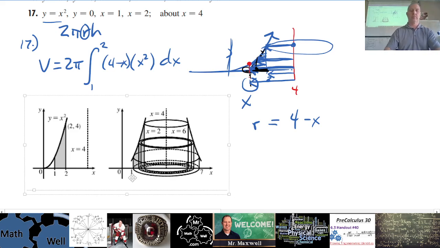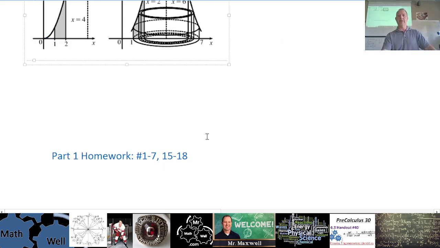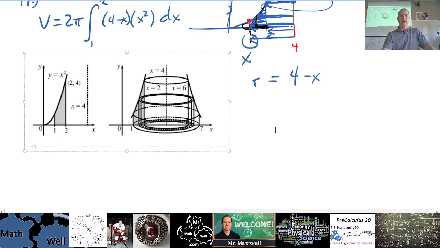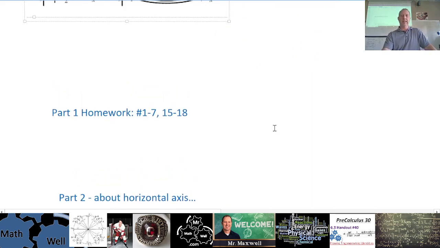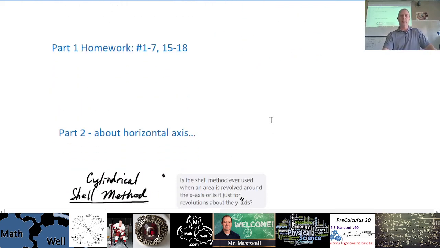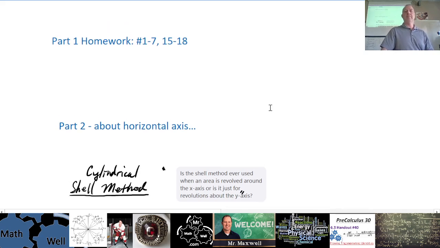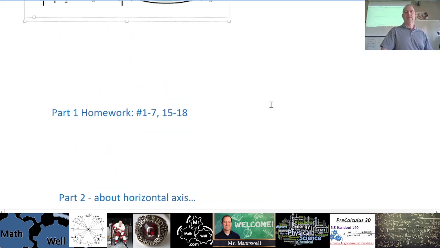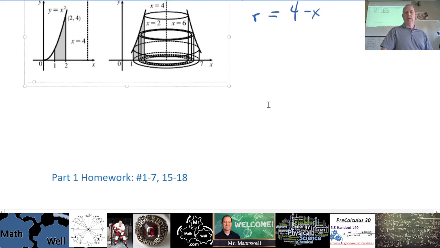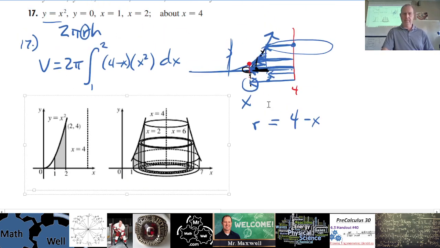This is a reminder about practice. So on that online document, please do numbers 1 to 7 and 15 to 18. So 1 to 7 and 15 to 18. And tomorrow we will talk about part 2, the cylindrical shell method, rotating about the y-axis or a horizontal axis of rotation. Okay, so 1 to 7, 15 to 18. Any questions?